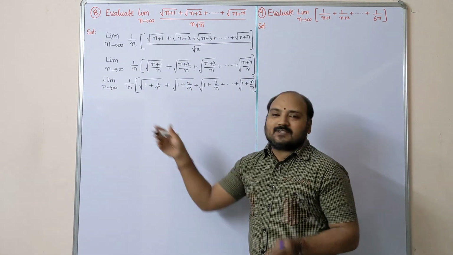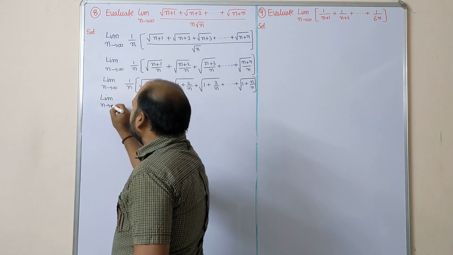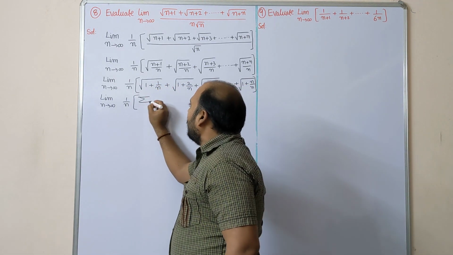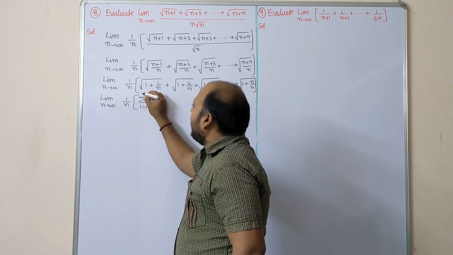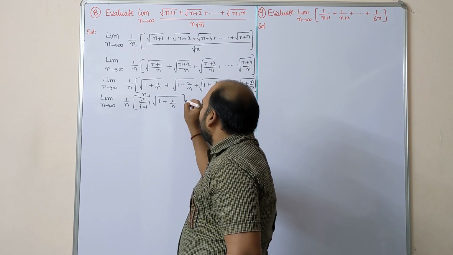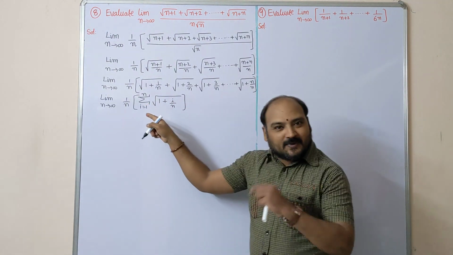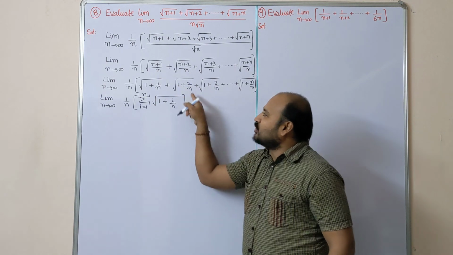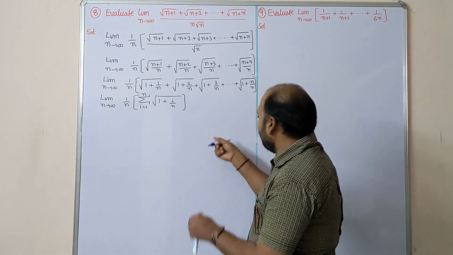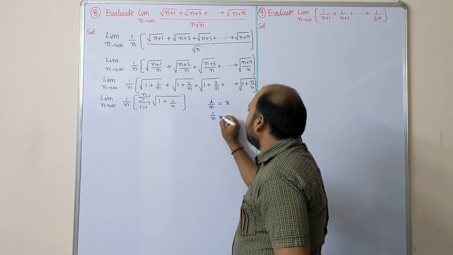I want to write this in sigma form. So summation: limit n tends to infinity 1 by n, this we can write as sigma i equal to 1 to n root over 1 plus i by n. Am I right? Check that: i equal to 1, substitute root 1 plus 1 by n. Sigma means plus. i equal to 2, substitute 1 plus 2 by n, and so on. After that what do we have to do? Put i by n equal to x, and in place of 1 by n, dx.